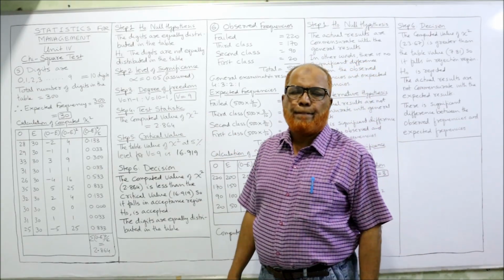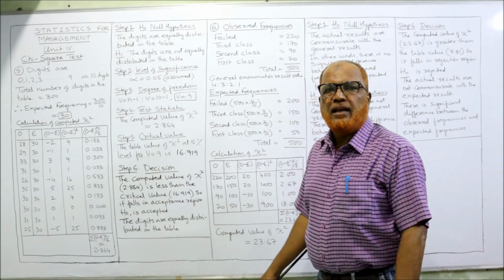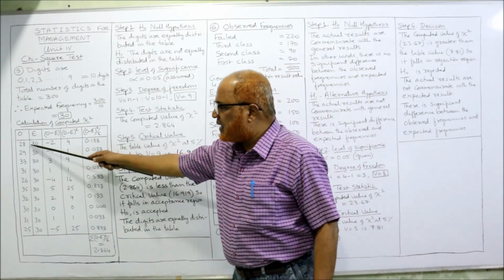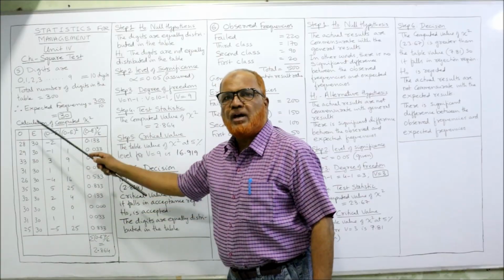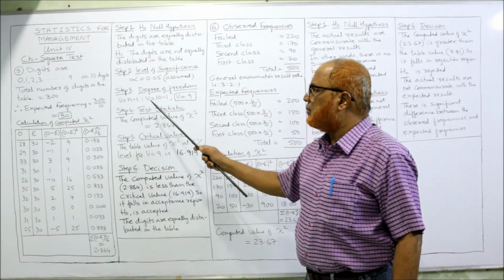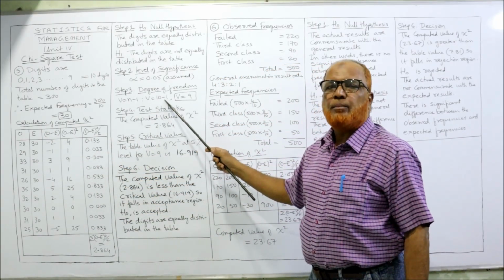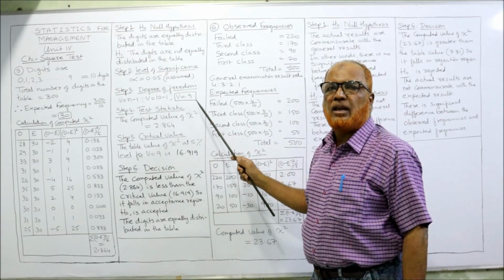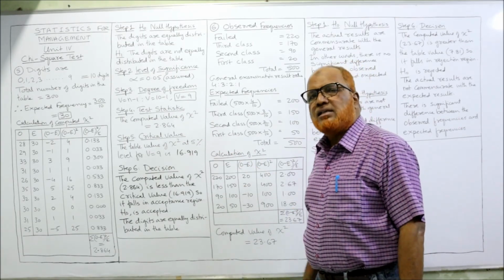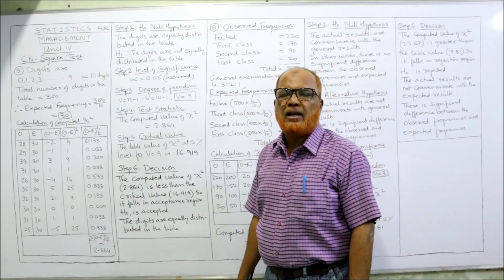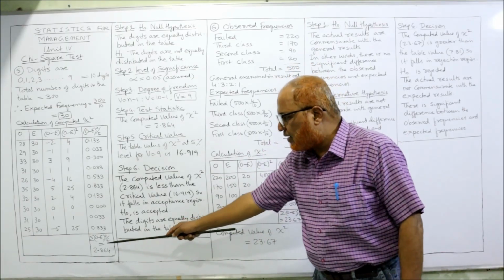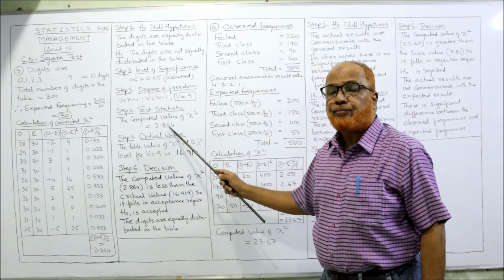Degree of freedom. In this case, N stands for how many pairs we have. The number is 10, 10 pairs we have. So v is equal to N minus 1, 10 minus 1, which is 9. Now the test statistic. Here we have to write down the computed value of chi-square. Already we have calculated 2.864.